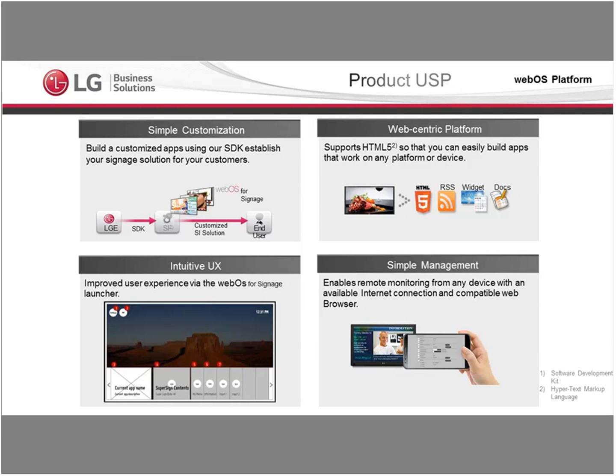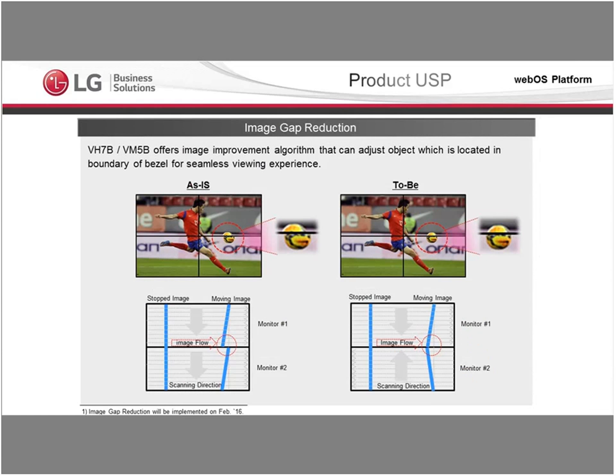But you will note that it does support HTML, RSS, widget, and docs. So it's a very, very robust solution for a WebOS platform. So, image gap reduction. Now we go back to what exactly it is. How does it work exactly?